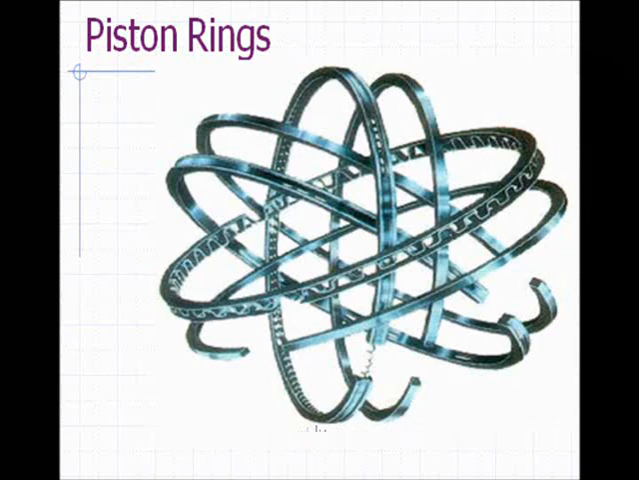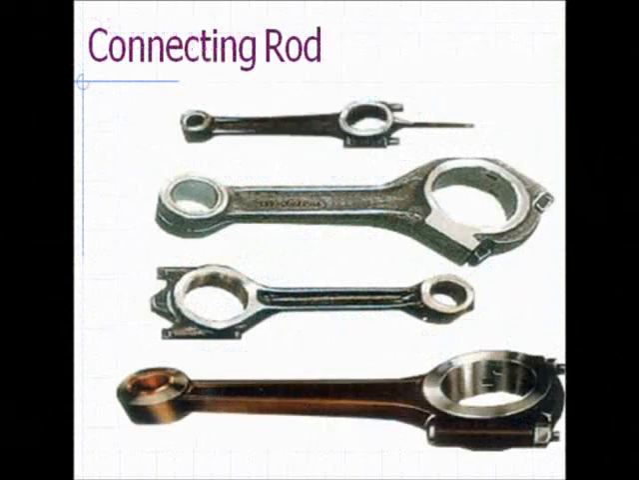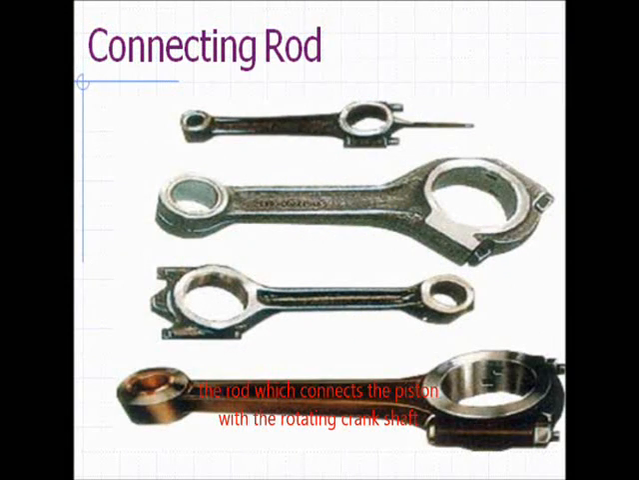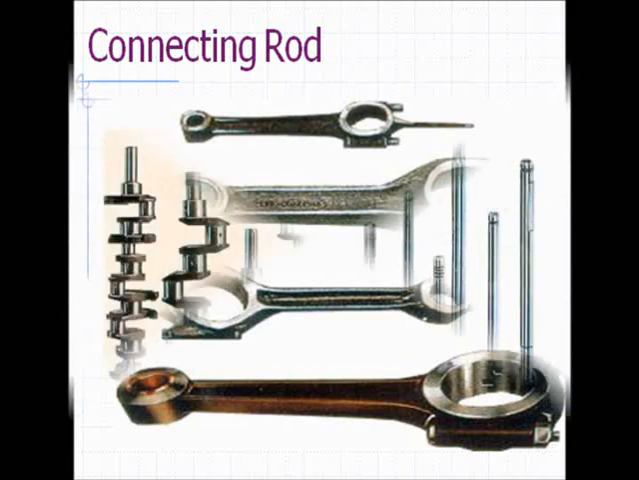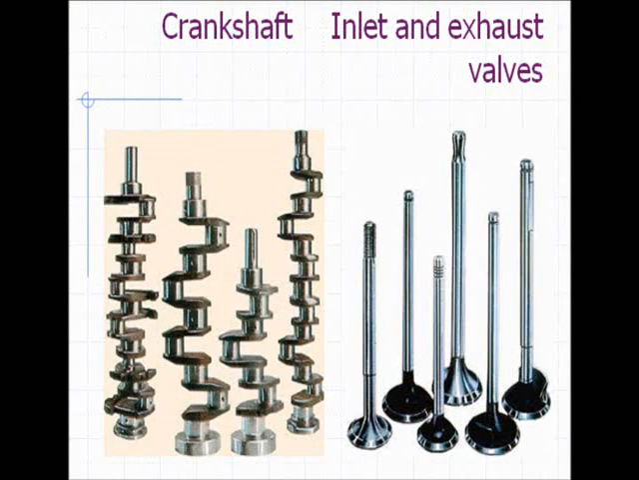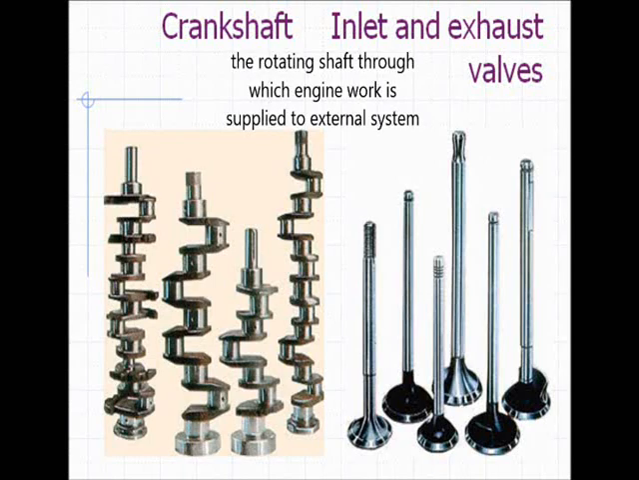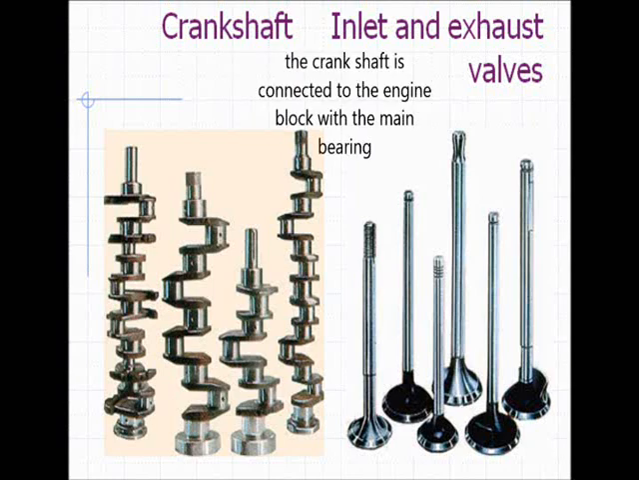Then comes the next part, connecting rod. The rod which connects the piston with the rotating crankshaft is called the connecting rod. It is usually made of steel or an alloy of forged steel in most of the engines. Then the next part is the crankshaft, the rotating shaft through which engine work is supplied to the external system. The crankshaft is connected to the engine block with the main bearing.